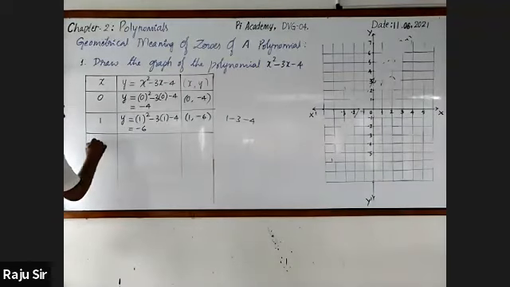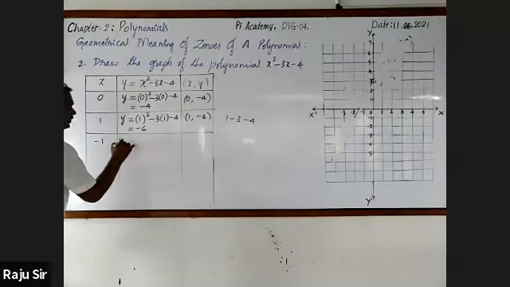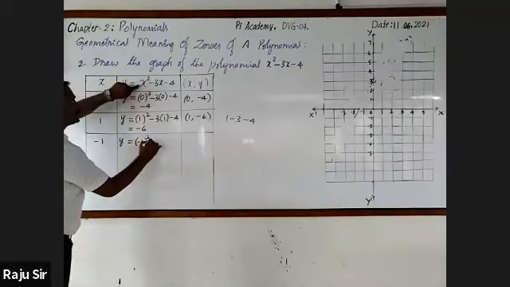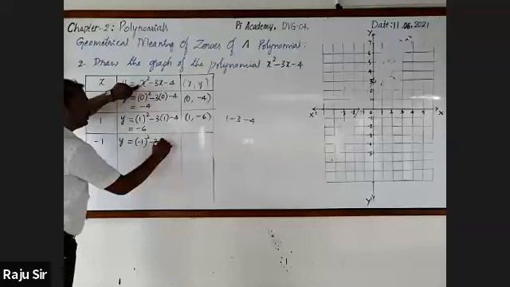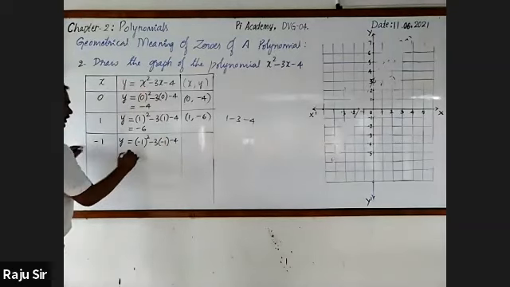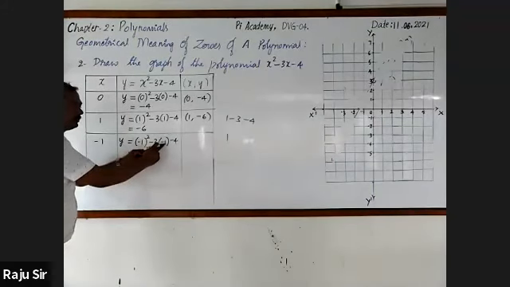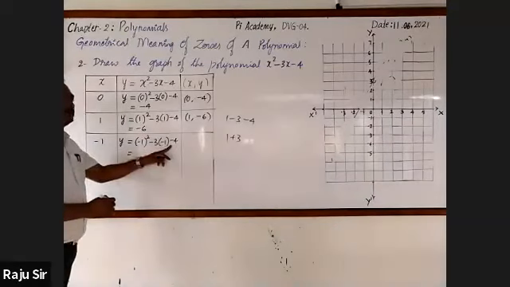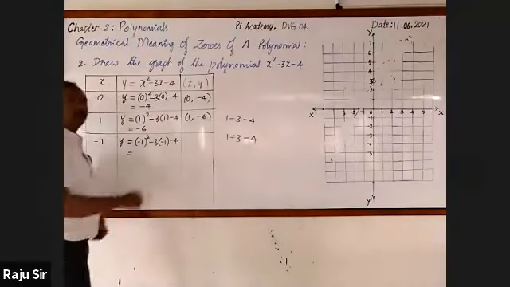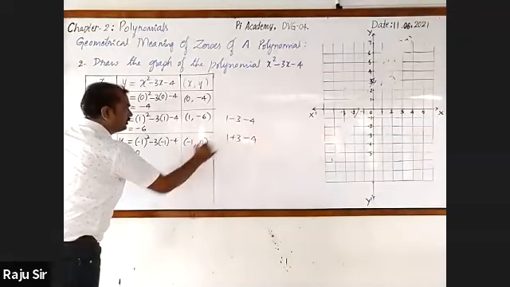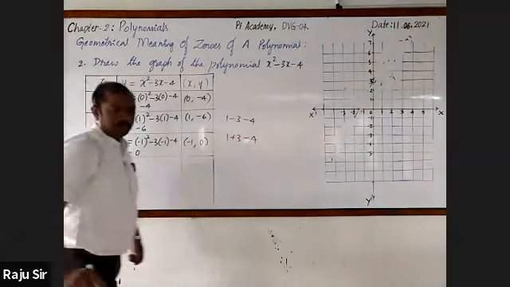Let me take minus 1. Y is equal to, write minus 1 in place of x: minus 1 whole square, minus 3 into minus 1, then minus 4. Minus 1 whole square is plus 1. Minus 3 into minus 1 is plus 3. Then minus 4. 1 plus 3 is 4. 4 minus 4 is 0. When x is minus 1, y is 0.